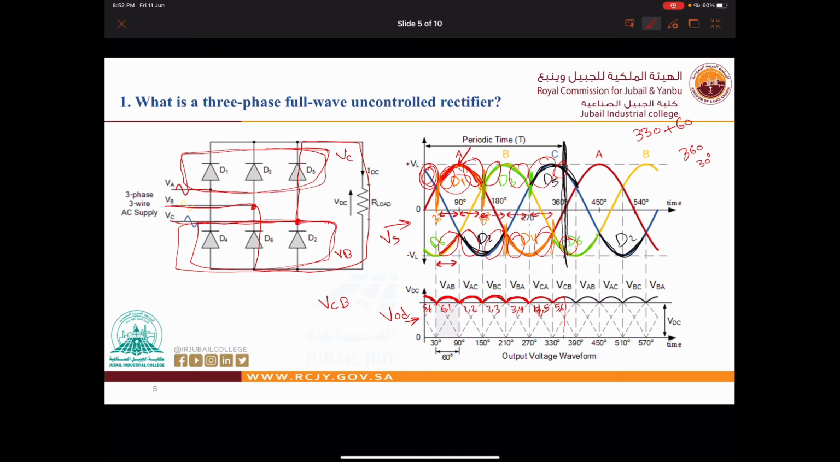For the diodes, shabab, we know that as a waveform, 2 diodes should work at the same time, one of them in the positive cycle, one of them in the negative cycle. Like 6 1, 1 2, and so on, 2 3, and so on. Okay, so this is the 3-phase full wave uncontrolled rectifier. Please, if you do not understand something here, please repeat the video until, inshallah, you understand everything.